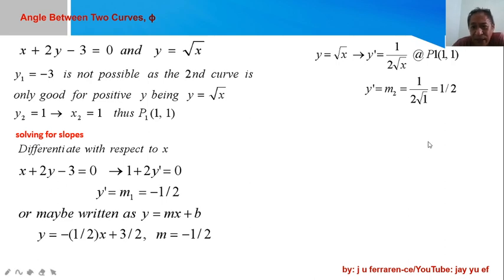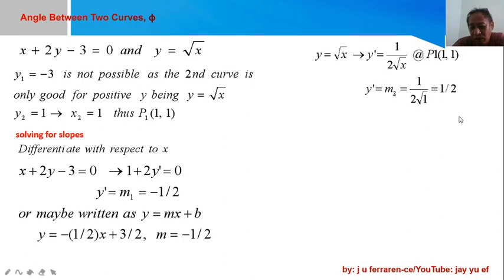differentiate. Following the rule in differentiation, y prime is equal to 1 over 2 square root of x. Since the value of the slope is variable, I can now consider the specific location of my point on the curve. So the curve has a point (1, 1), being the point of intersection between them. Substituting this, y prime is equal to 1/2, and that's the value of your m2.